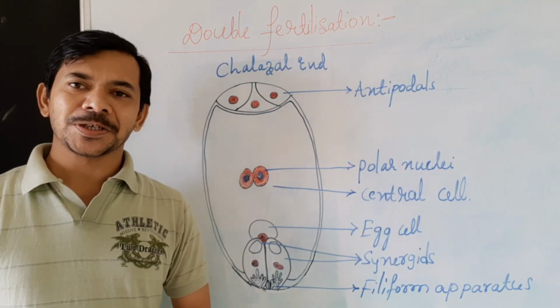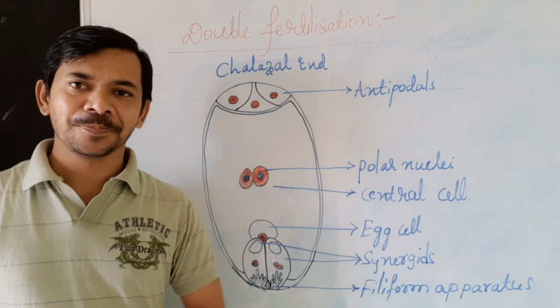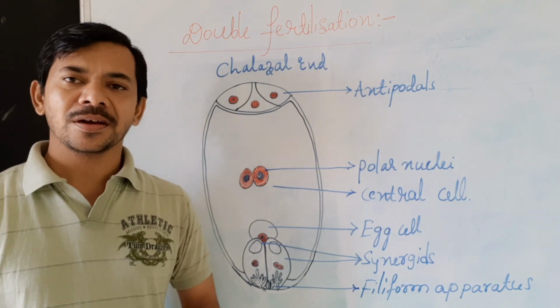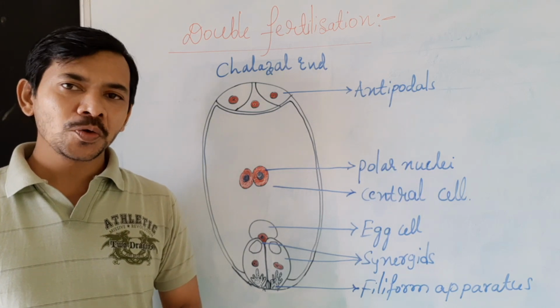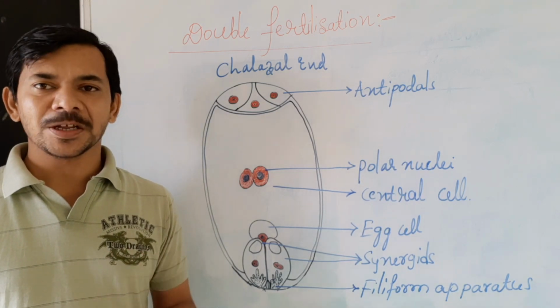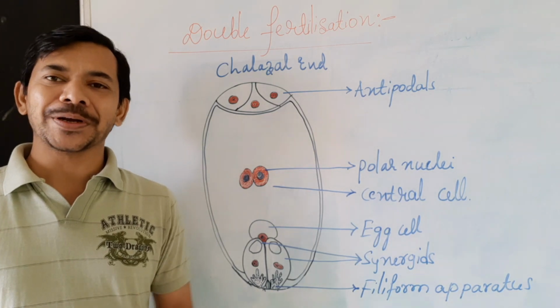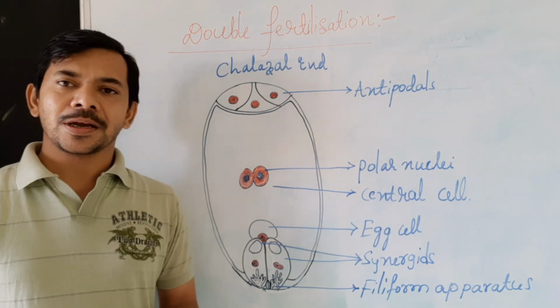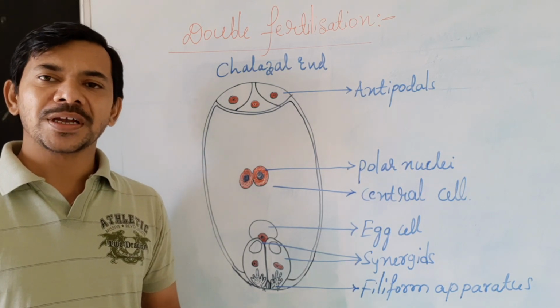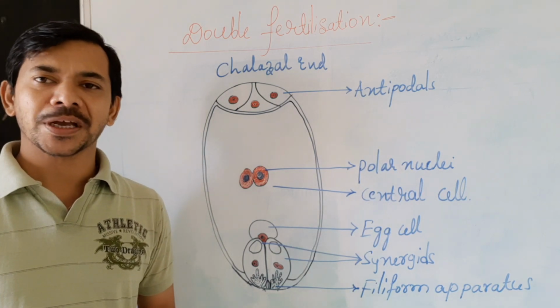And in this session we are studying about double fertilization. The name very clearly explains the meaning. Two times fertilization happens, so we call it double fertilization. Let us discuss in detail how two times fertilization takes place in the embryo sac.